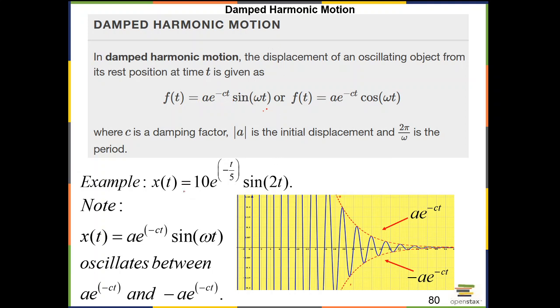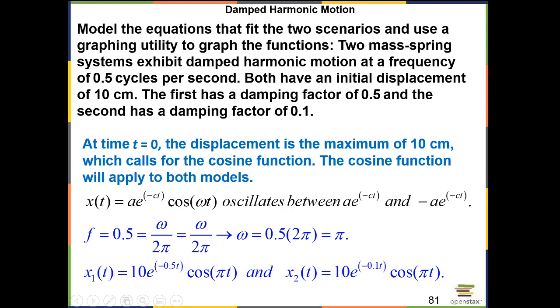So here's an example. 10 times e to the negative 1/5 t sine 2t. Now this number right here, c, is actually a damping factor. That determines how fast the amplitude is going to go to 0. All right? And notice that there's a negative here. That makes it a decreasing function. Okay?